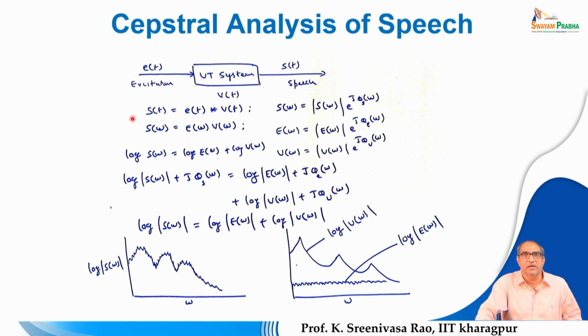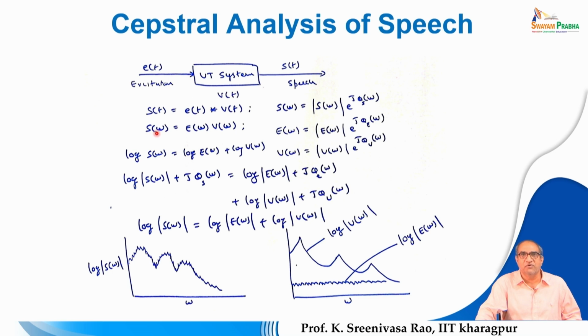In the spectral domain, S of omega is equal to the product of the spectrum of the excitation and the spectrum of the vocal tract system, because in the time domain S of t is related to these two by a convolution between them. Therefore, in the spectral domain, the corresponding convolution becomes a product of the associated spectra. So, S of omega equals E of omega into V of omega.